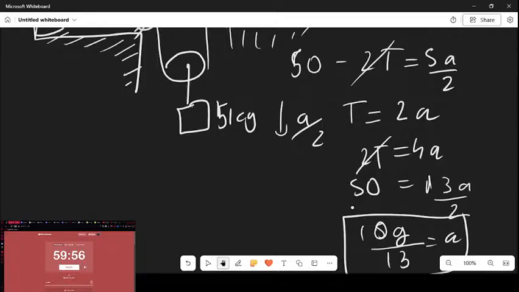5g minus 2T is equal to 5a by 2. Tension is equal to 2a and 2T is equal to 4a, and 5g is equal to 13a. When I add up the two equations, it's going to become 30g by 13 is equal to the acceleration of block A, and the acceleration of block B will become 5g by 13. Alright.